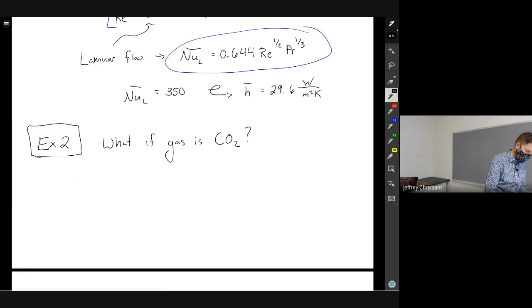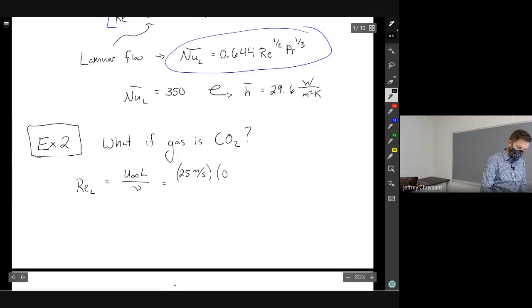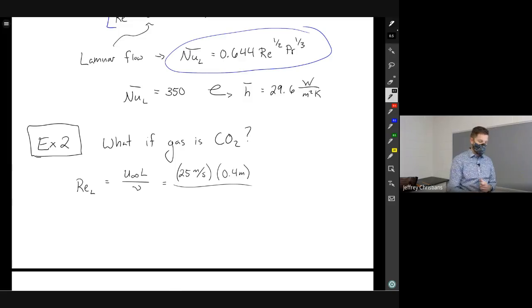So the Reynolds number at the end of the plate is U infinity L over nu, which is 25 meters per second times 0.4 meters divided by now the kinematic viscosity for carbon dioxide. So now we have to go up and look up some properties.